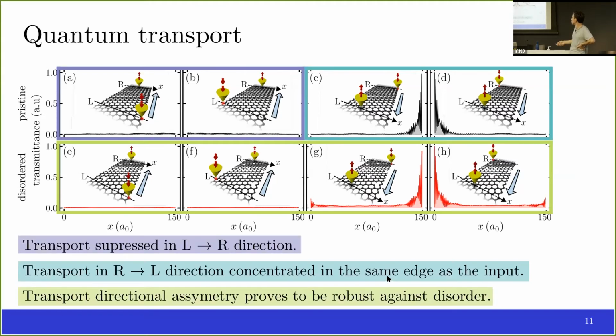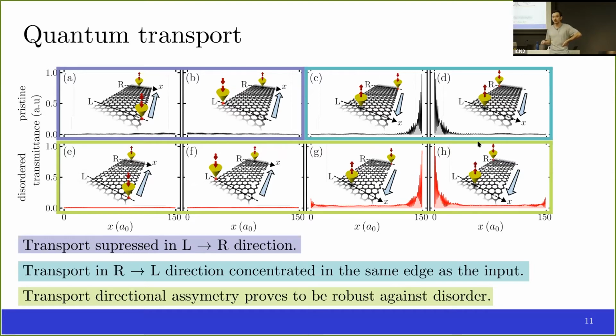We observe, first of all, that there's a strong directional asymmetry due to the co-propagating edge states. Transport in the left to right direction is strongly suppressed, while transport in the right to left direction is not. Also, for transport in the right to left direction, we observe that the transmittance is strongly focused at the same edge that was the input. So if we input a phonon at this edge, it will transport along the same edge, and the transmittance is strongly focused here.